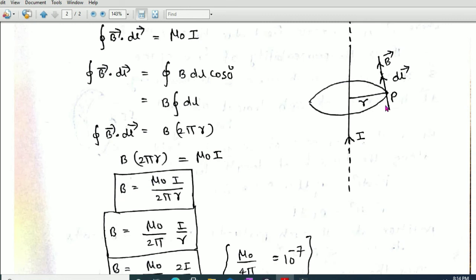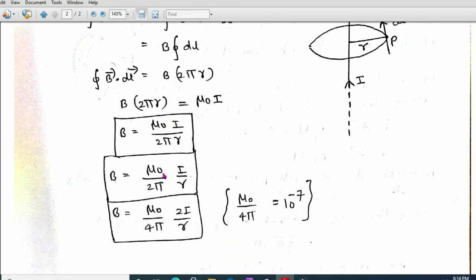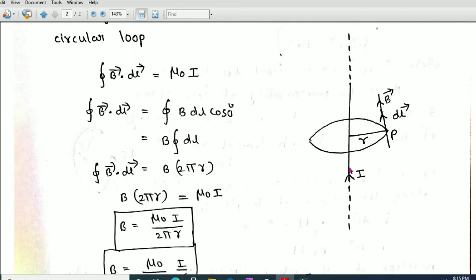Now from that, the magnetic field at point P due to the infinite conductor is B equal to mu naught I by 2 pi r. If you take the 2 pi r to this side, it gives mu naught I by 2 pi r. So B can be written as mu naught by 2 pi into I by r. Already we have discussed that mu naught by 4 pi is a constant, that is 10 to the power minus 7. Multiplying numerator and denominator both by 2 gives mu naught by 4 pi, since 2 into 2 pi is 4 pi, into 2I by r. This is the magnetic field due to the infinite current carrying conductor at point P.